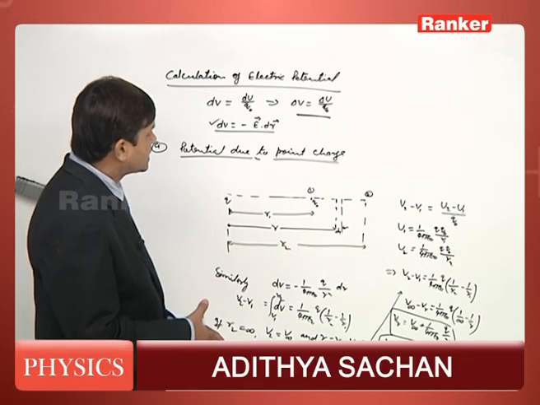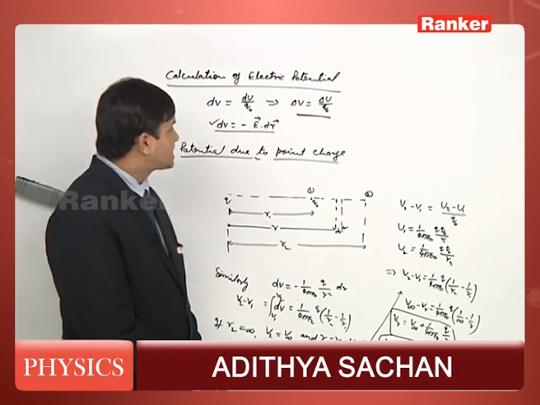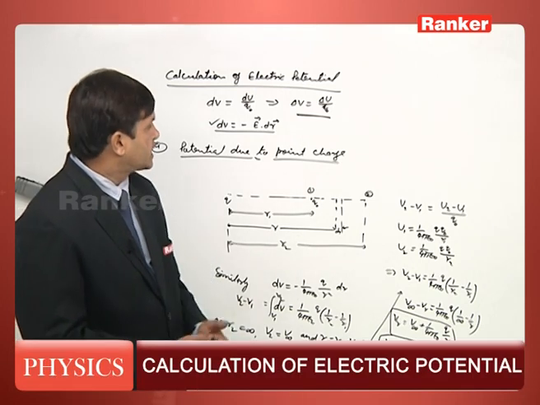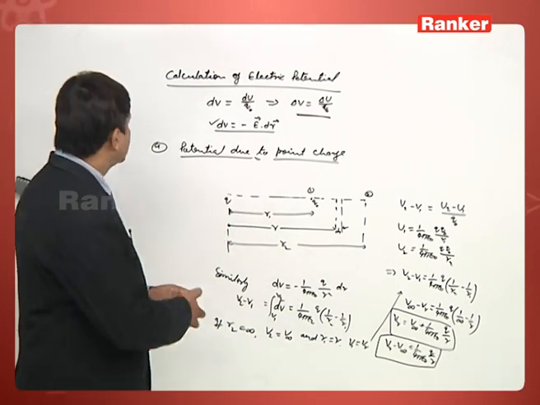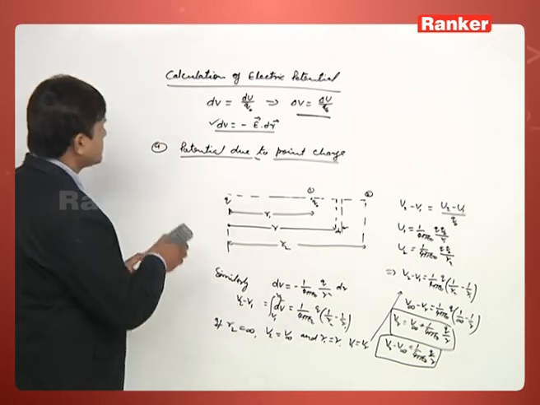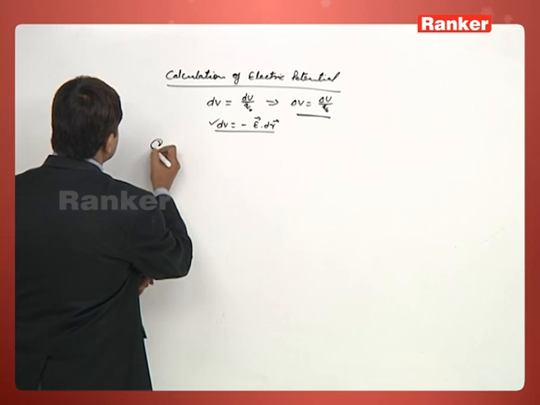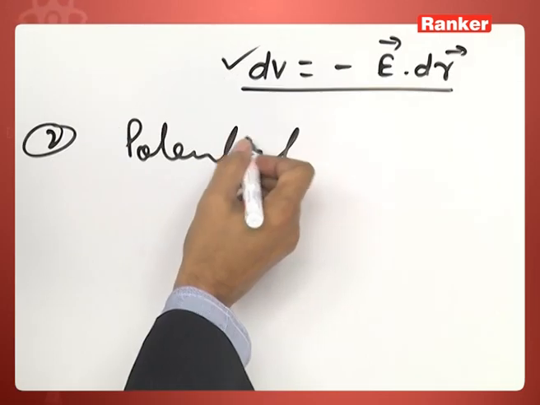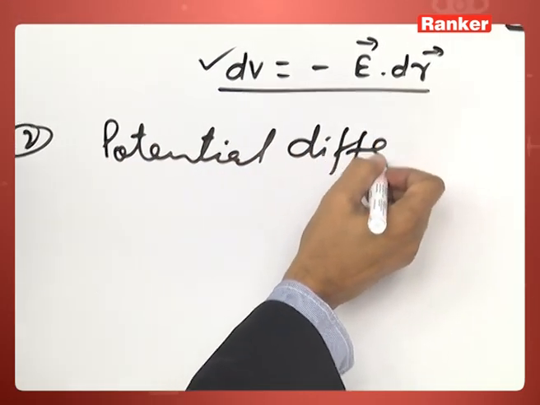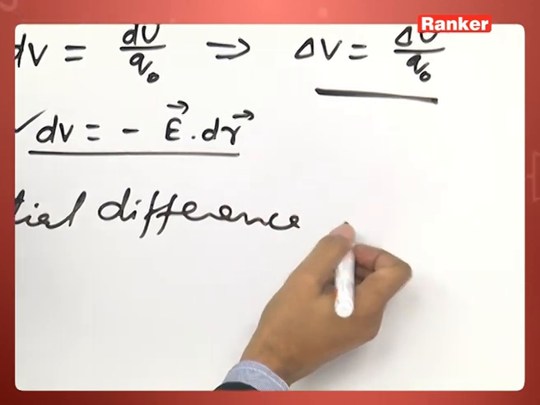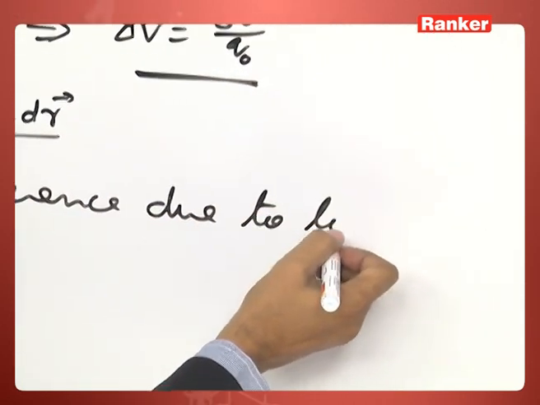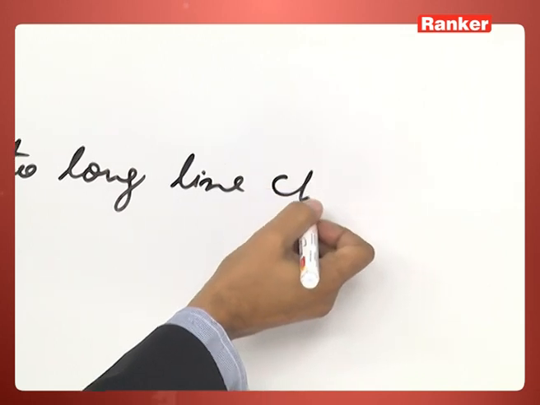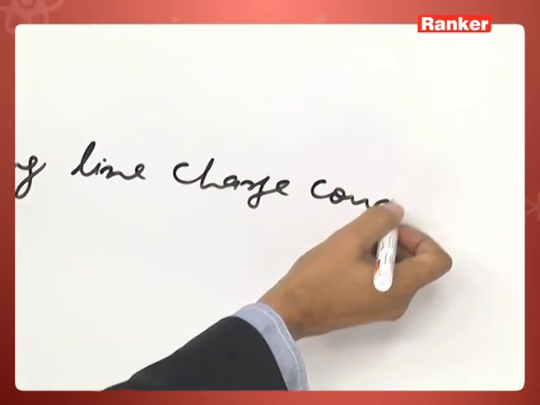Now if we have a distributed mass, or a point charge is not there, then we can use the principle of superposition to determine the potential due to charged bodies. Now see the next point. Second point: potential difference due to a long line charge conductor.